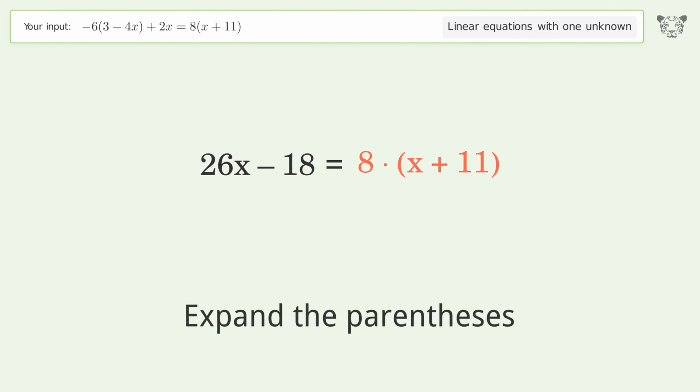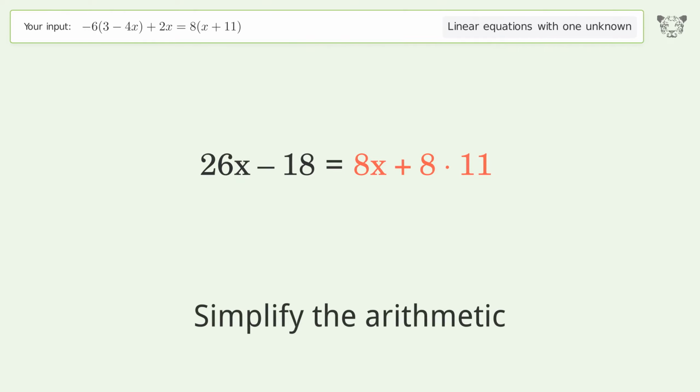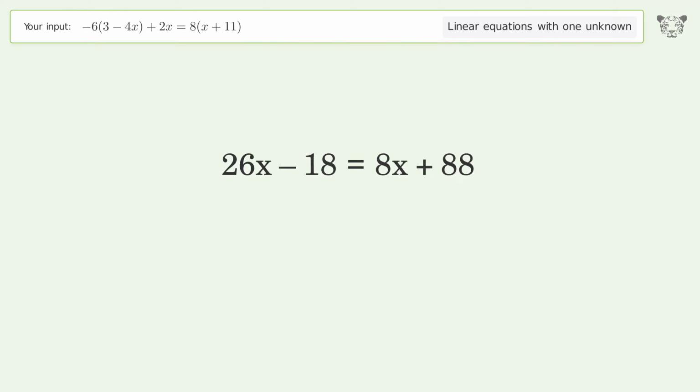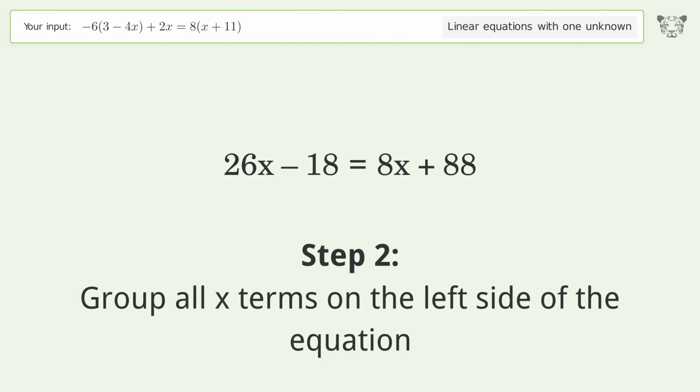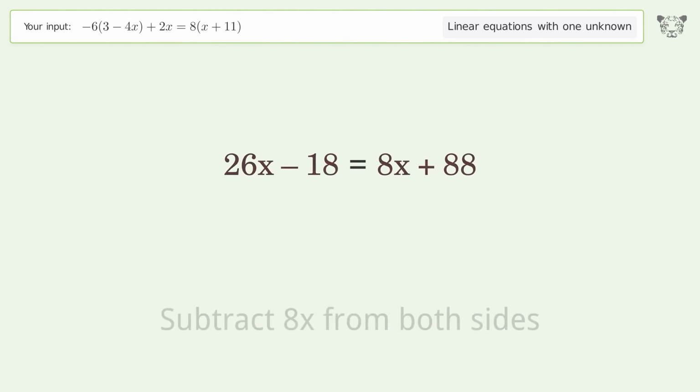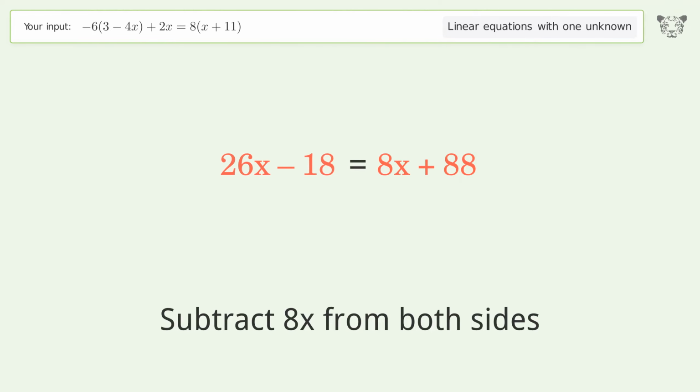Expand the parentheses. Simplify the arithmetic. Group all x terms on the left side of the equation. Subtract 8x from both sides.